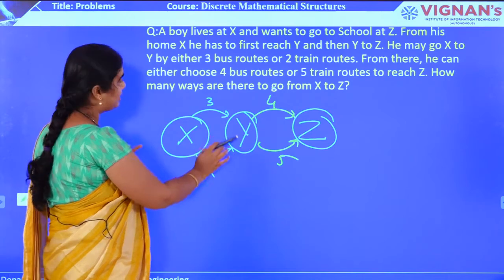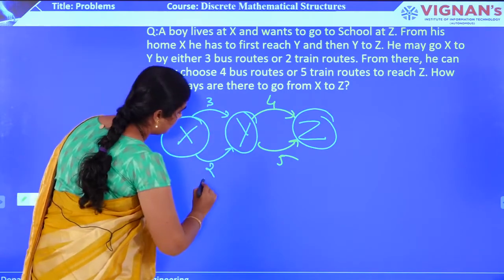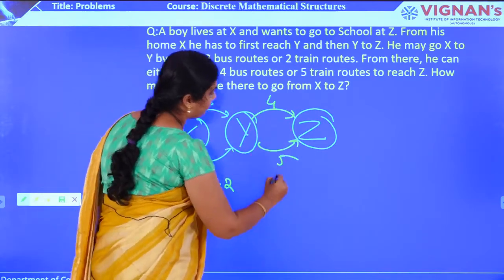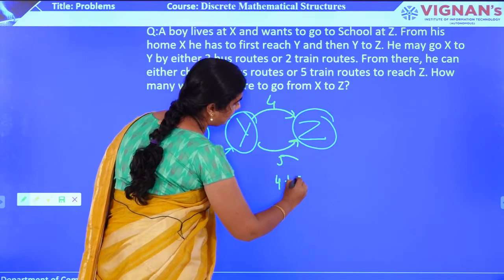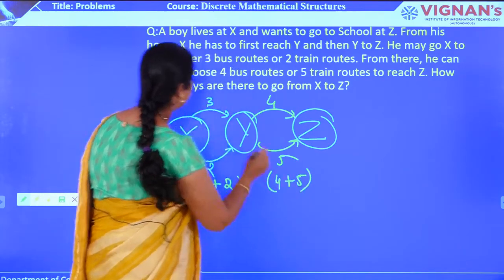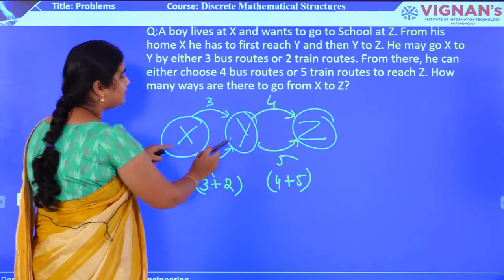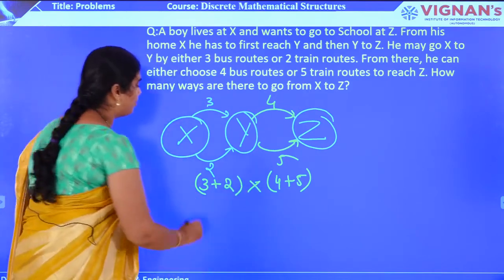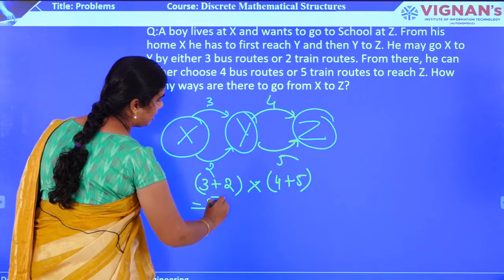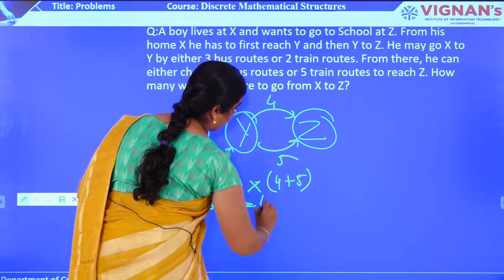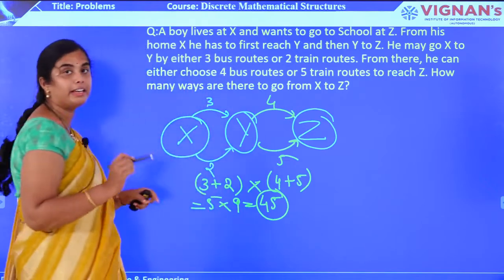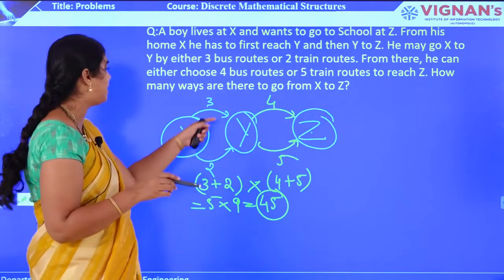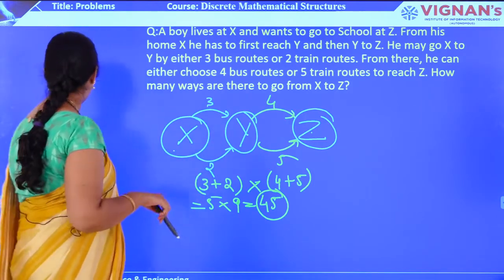See, from X to Y, the choice is 3 bus routes, 2 train routes, so 5 ways, and again a choice from Y to Z, 4 bus routes and 5 train routes, so 9 ways. In order to travel from X to Z, it is mandatory he should cross Y. So that's why the multiplication will come here, and the number of ways will be 5 into 9, 45 choices in total for him to travel from X to Z, provided Y is the place he needs to travel through in between. I hope you got through this example.